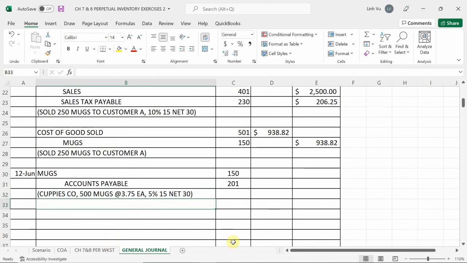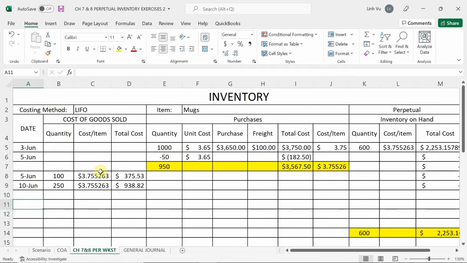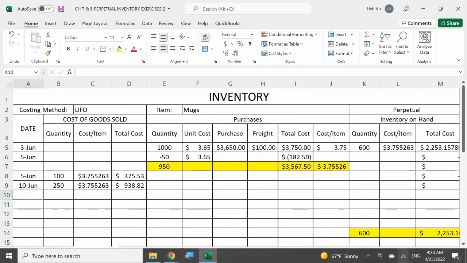Okay. Now here, this is where you could choose, right? If you didn't want to plug in the numbers here and then plug it back in there into the inventory worksheet twice, you can actually just plug it into the inventory worksheet. So today's the 12th, right? And we just purchased 500 units at $3.75 each with a freight of $50.